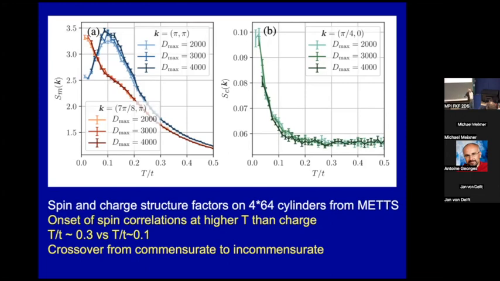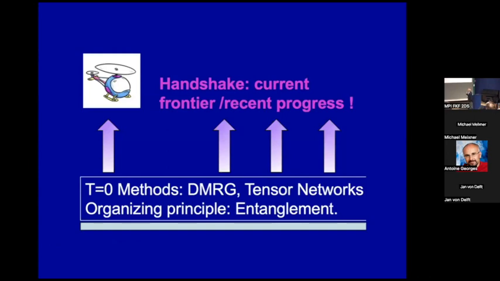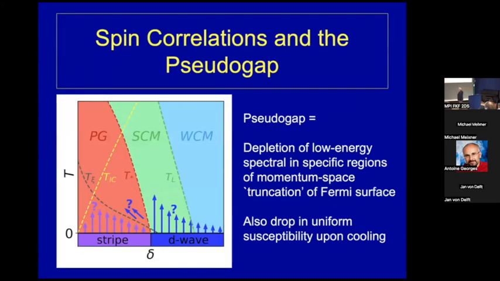Okay, so the picture is that spin physics runs the show. There is an onset of spin correlations at a much higher temperature than charge. There is a regime of temperature where things are dominated by pi-pi correlations, which become substantial. And then only at a lower temperature, charge ordering takes place. Okay, so this is a beautiful example of this handshake thing.